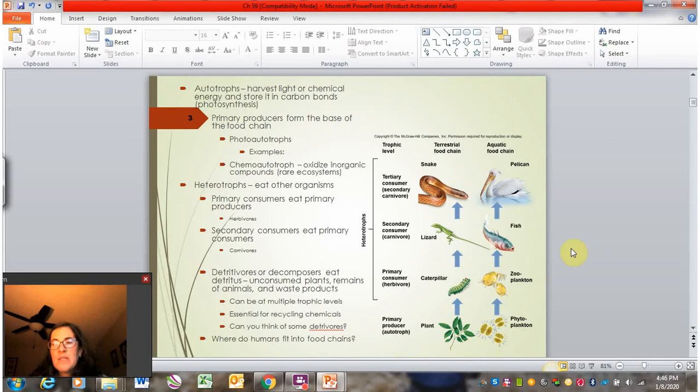So where are humans in a typical food chain? Well, humans play many roles. In some cases, we're primary consumers. In some cases, we're secondary consumers. And in some cases, we're tertiary consumers, depending on what we're eating.